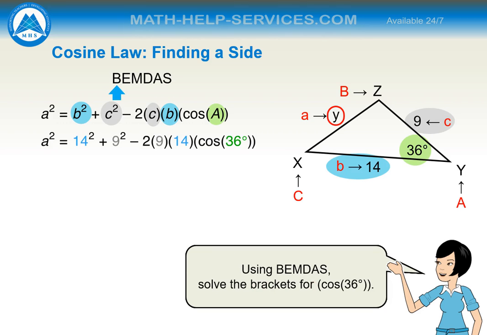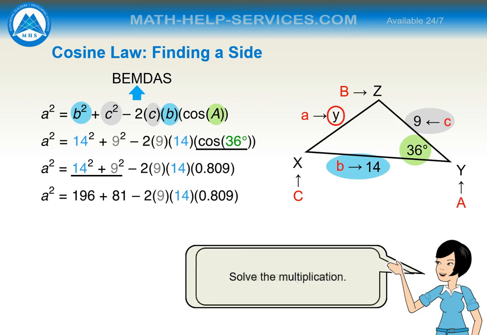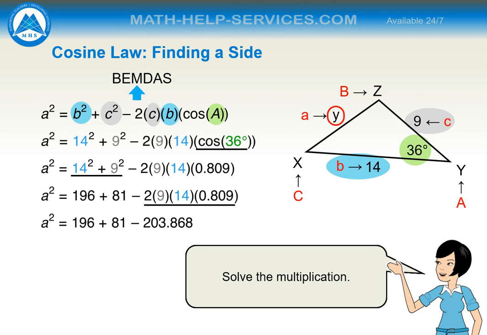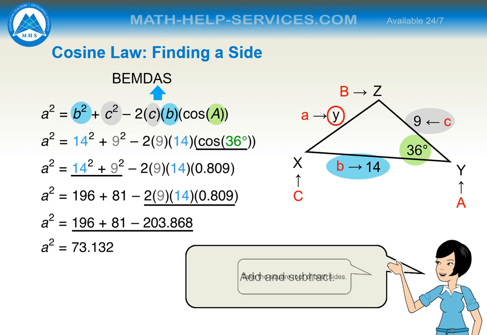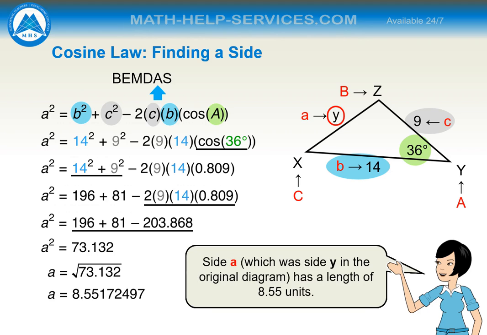Now use BIMDAS, solving the brackets for cosine first. Again, we round to 3 decimal places. Now, exponents. Then the multiplication. Finally, the addition, and then the subtraction. Then we can take the square root of both sides. Now side A, which was side Y in the original diagram, has a length of 8 and 55/100ths units.